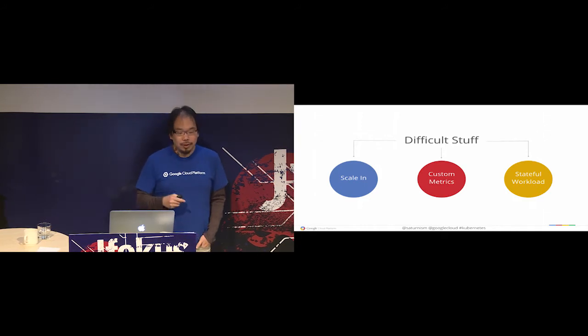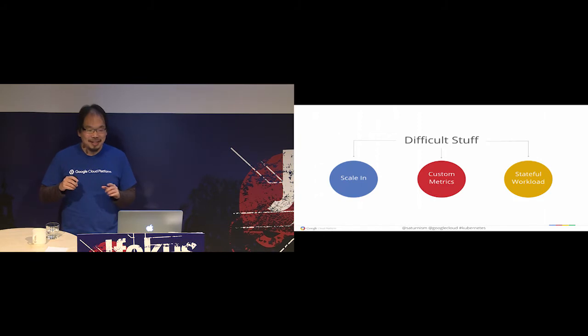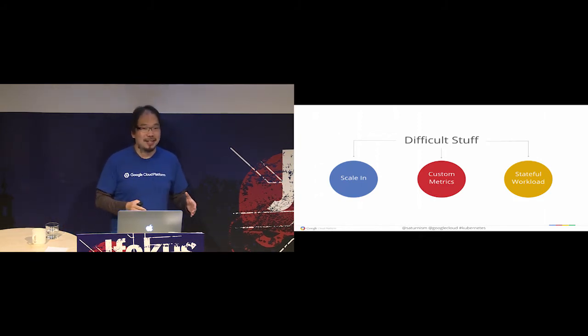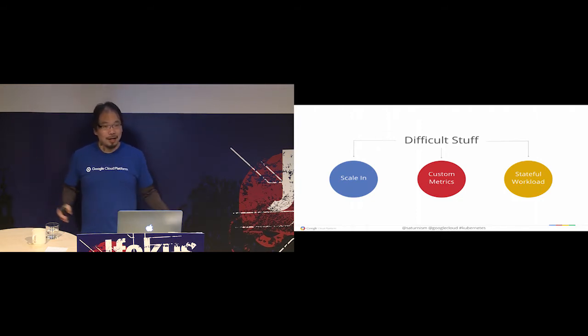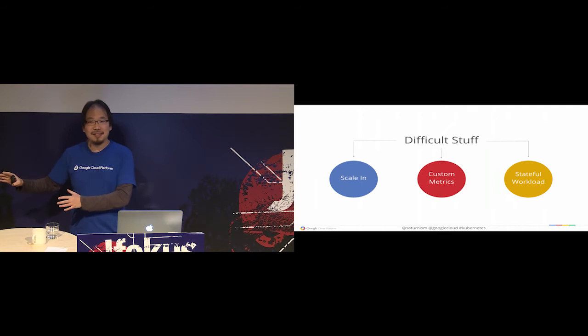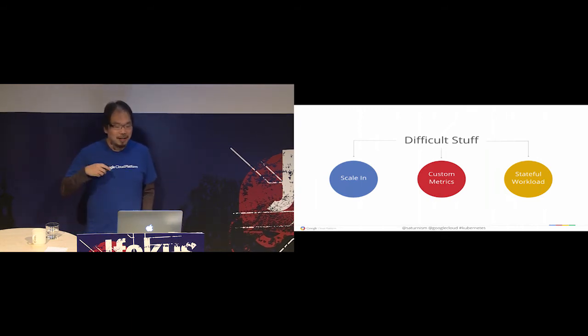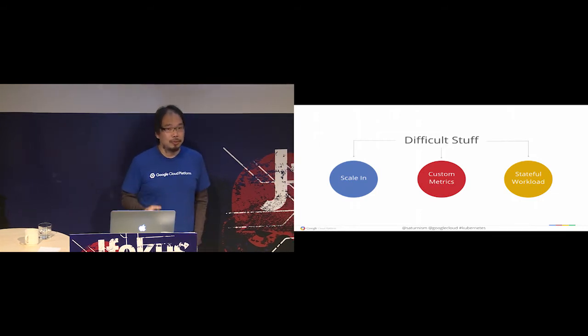Especially for stateful workloads, like Infinispan in this case, right? When you scale in, you can actually only scale in a limited number of nodes at a time. You cannot just say, oh, well, right now I have 10 instances, let me scale back to 5 and just kill 5 instances. Well, that wouldn't work because you might actually lose data. I'll show you why. And then custom metrics are also a little bit more difficult to do.